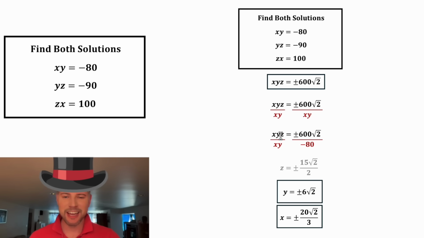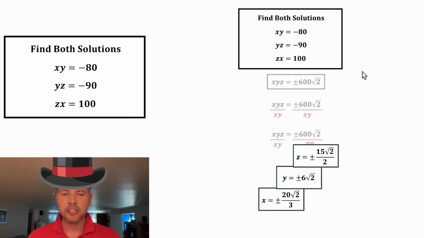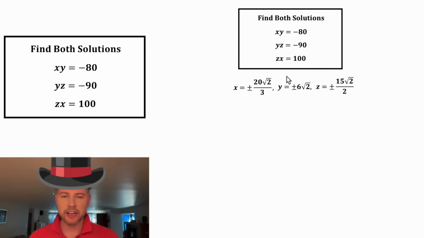On the left-hand side, xyz divided by xy will give us z, and then on the right-hand side, all of this will simplify into plus or minus 15 root 2 over 2. And now we have the two possible values for z. Let's put a box around it. So we just got to figure out what combinations of x, y, and z will solve this system of equations.